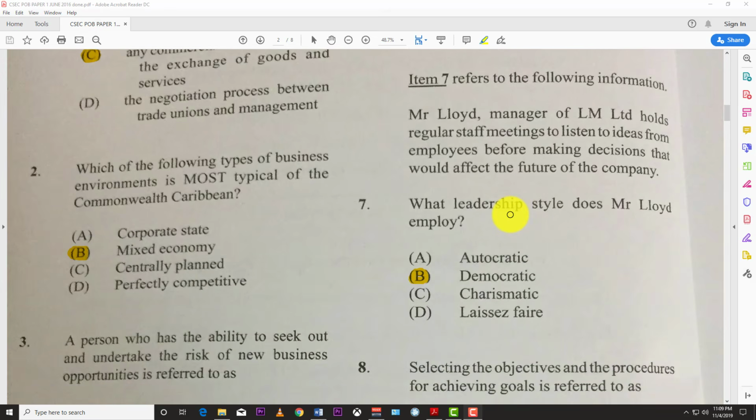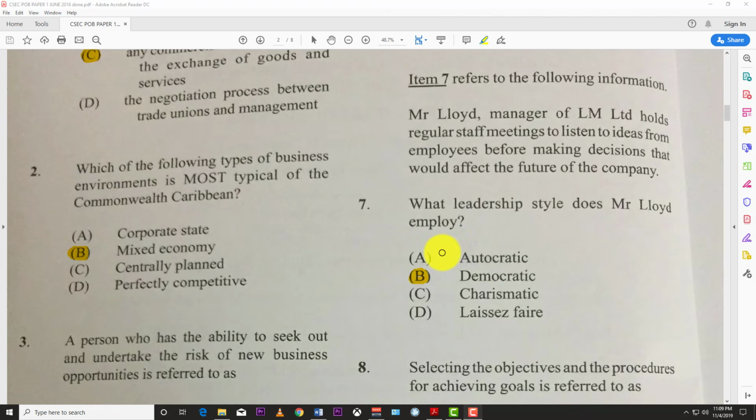Number 7. Item 7 refers to the following information. Mr. Lloyd, manager of LM Limited, holds regular staff meetings to listen to ideas from employees before making decisions that would affect the future of the company. What leadership style does Lloyd employ? And the best answer is democratic, because he actually considers the opinions and views of subordinates.